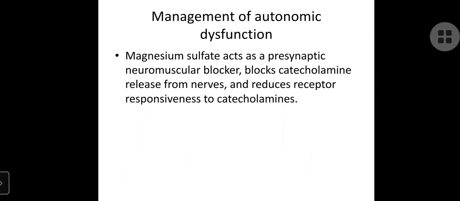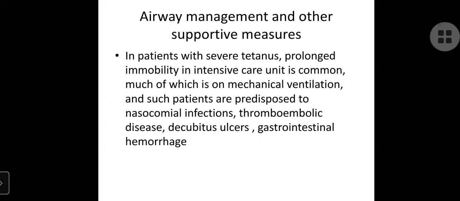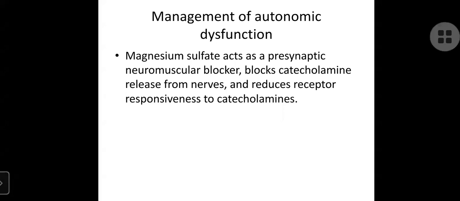Magnesium sulfate has been seen to have some effect in the management of tetanus by acting as a presynaptic neuron blocker, blocking the catecholamine release from the nerves and reducing the receptor responsiveness to the catecholamines. In such a way, it will prevent or block some of these sympathetic responses that we get, such as profuse sweating, tachycardia, and hypertension.